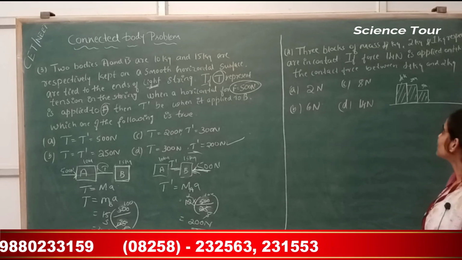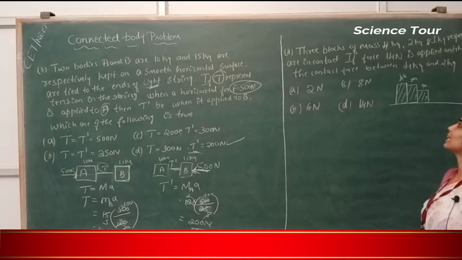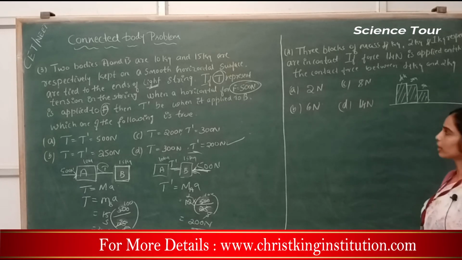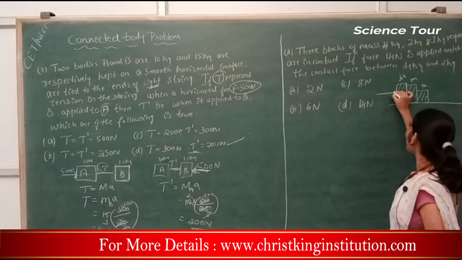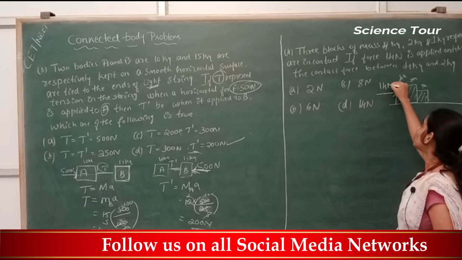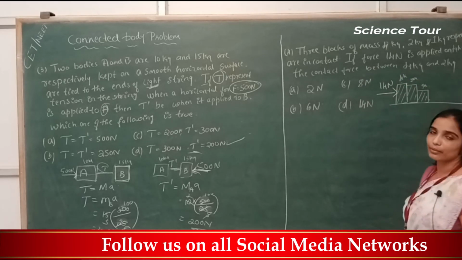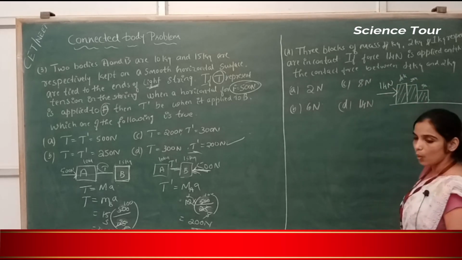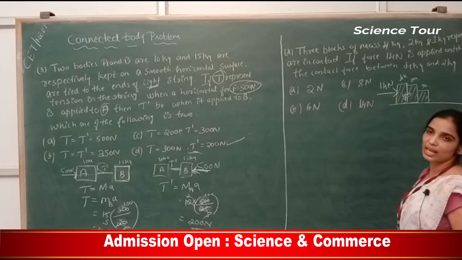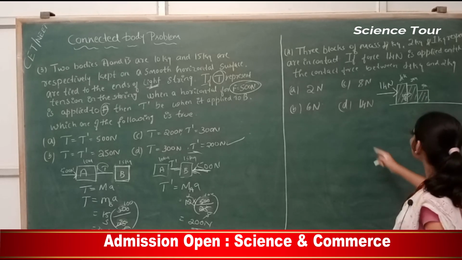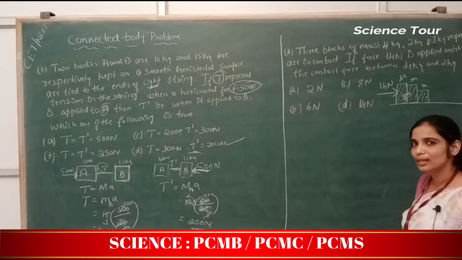3 blocks of mass 4 kg, 2 kg and 1 kg respectively are in contact. If a force of 14 Newton is applied on the 4 kg block, they are asking what is the contact force between 4 kg and 2 kg. Let me take that contact force as F. The options given are 2 Newton, 6 Newton, 8 Newton, 14 Newton. What is the answer?